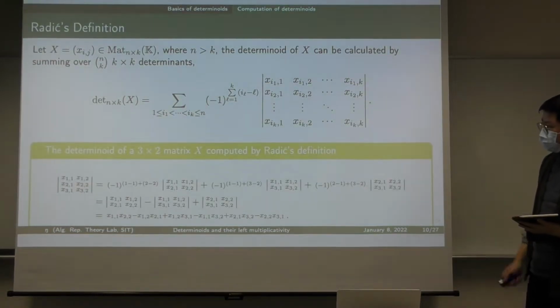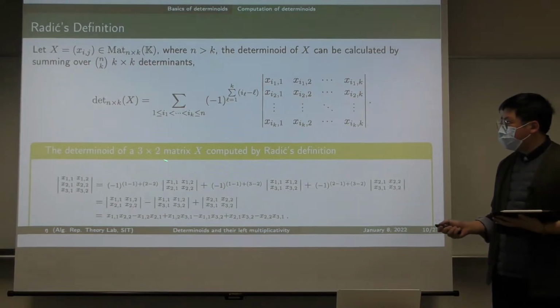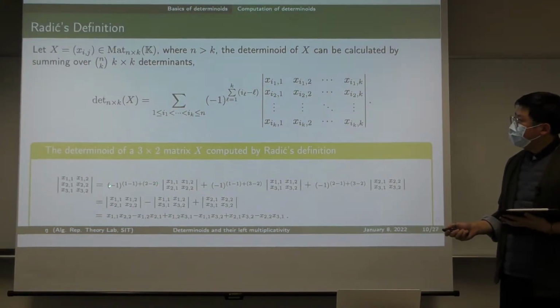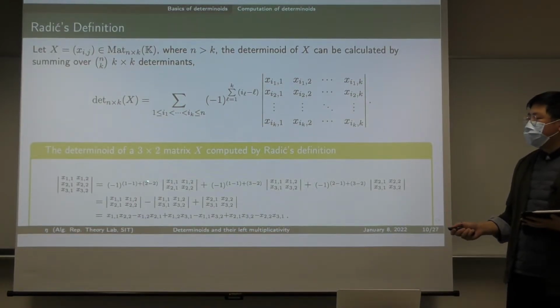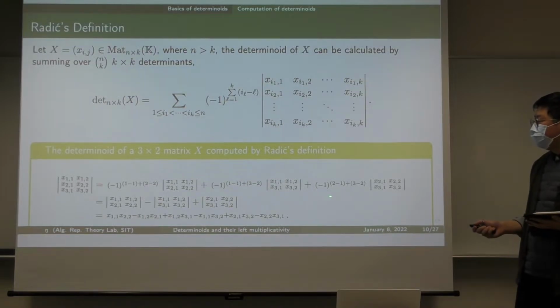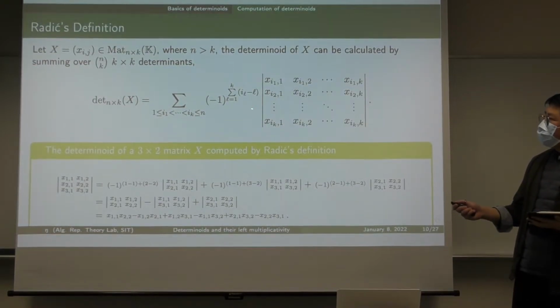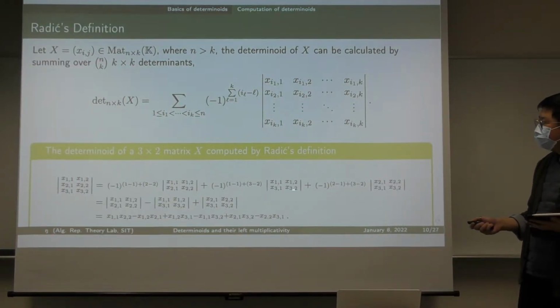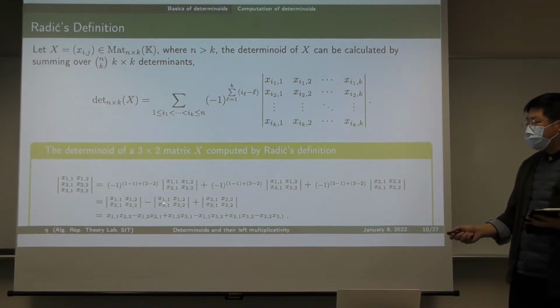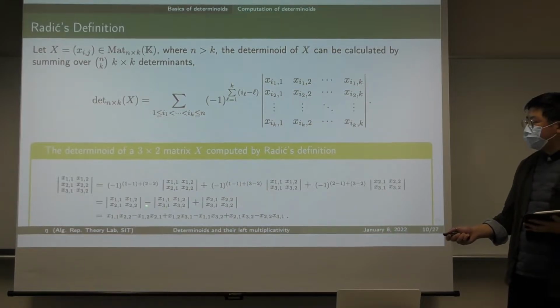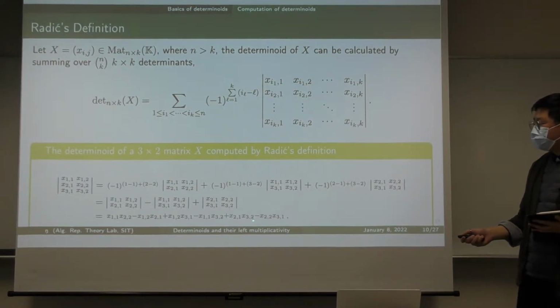Let's have a look at the example. The 3 by 2 matrix again. We are choosing 2 by 2 determinants, and 3 choose 2 is just 3. So the possible combinations are 1,2, 1,3, and 2,3. Substituting it back here, we get this line. Simplify it, and we get this. We already know how to compute determinants, so simplify and rearrange it, and we have this one.